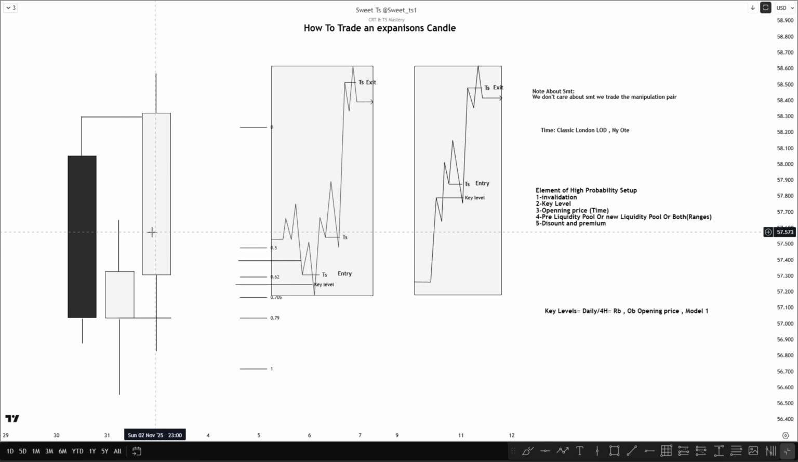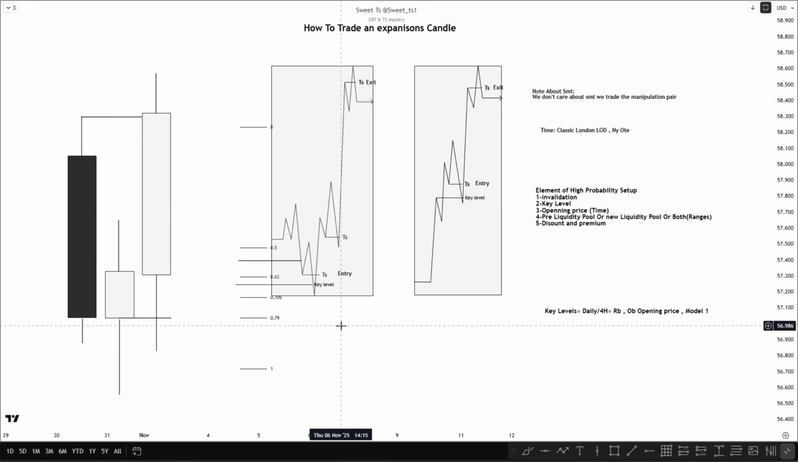since we are using the daily, as an example, it can be the daily RB, or the rejection block, or the order block, or the opening price of a daily OB, or a modern one, basically. Third of all is the opening price. So the opening price is time. This is time. Really important. We can have a trade idea without the opening price, right?